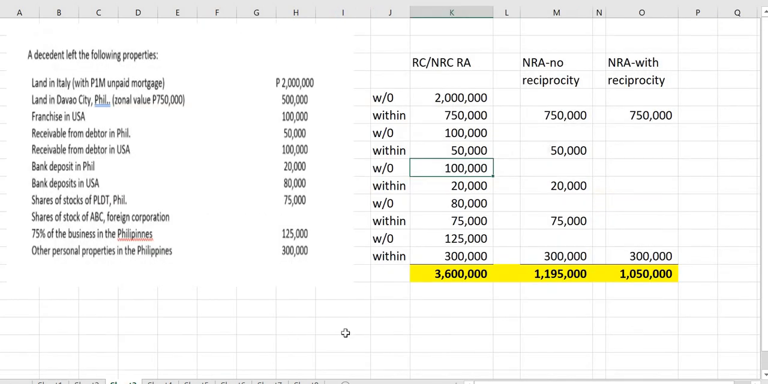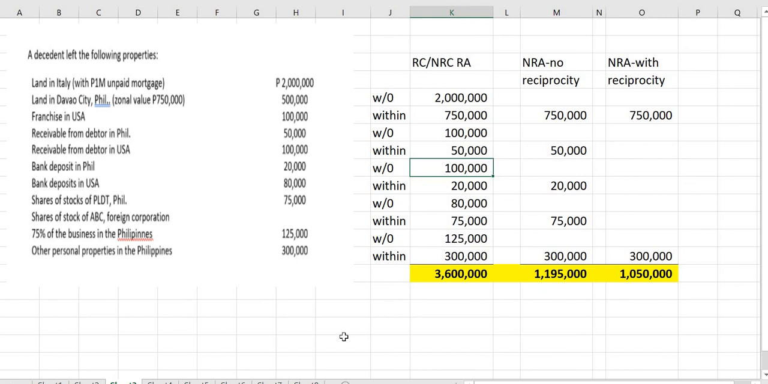So we also have another problem here. This problem is for the computation of the gross estate, if a decedent is RC, NRC, or RA, NRA with no reciprocity, and NRA with reciprocity. So, let's go back: RC, NRC, and RA are taxable within and without. NRA is taxable within. No reciprocity, for as long as the property is within, whether tangible or intangible. NRA with reciprocity are taxable only for the property within, but the intangible is exempted.